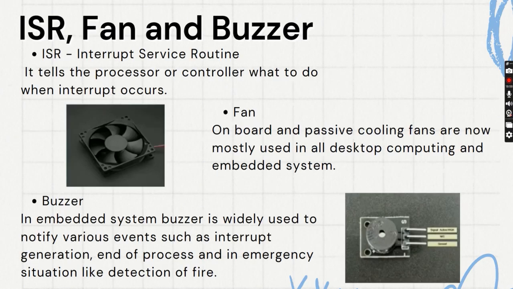Next, we have used the ISR, interrupt service routine, the fan, and the buzzer. The interrupt service routine tells the processor or controller what to do when an interrupt occurs. Here we have used the fan in our project to depict whether the washing machine is on or off. The buzzer is used whenever the washing machine is switched off, to indicate that the washing is done.